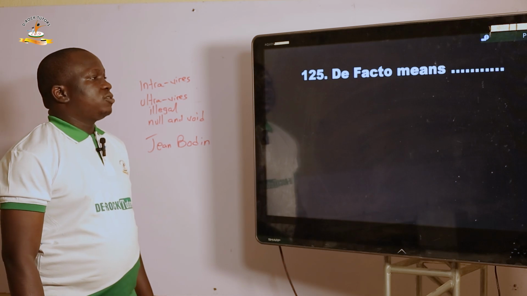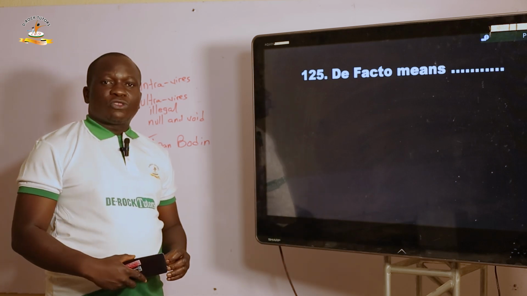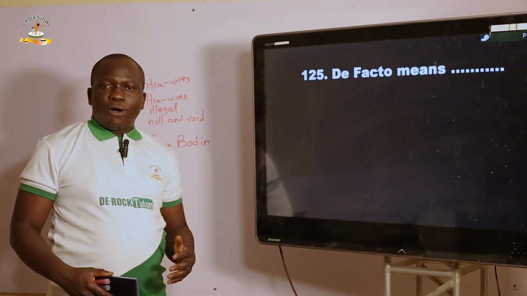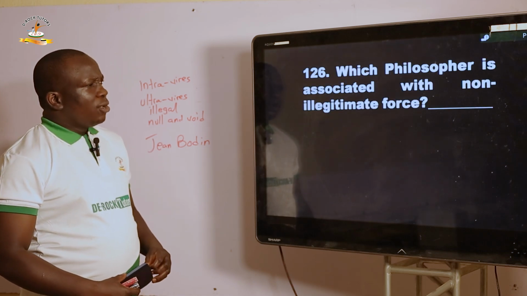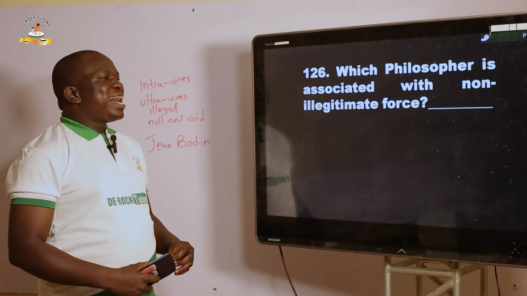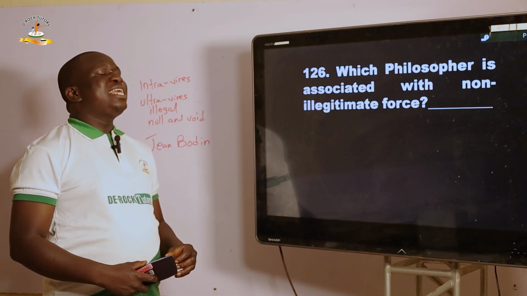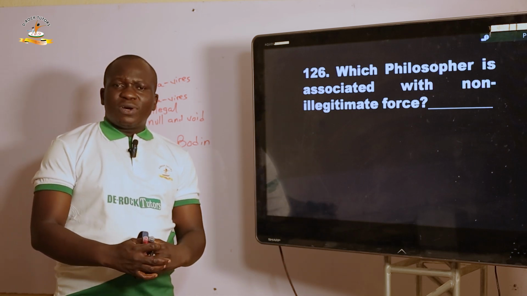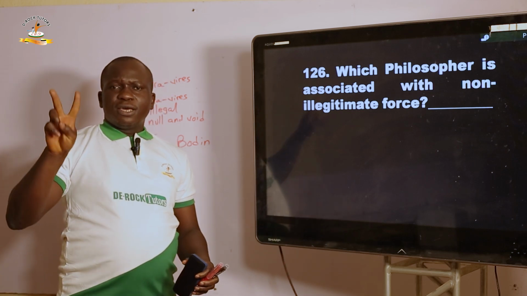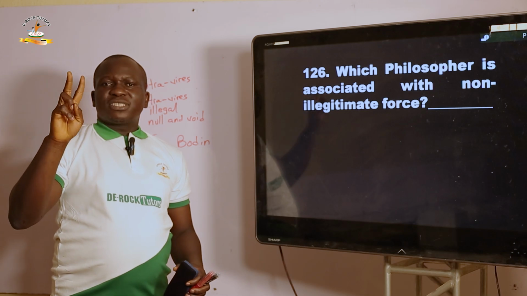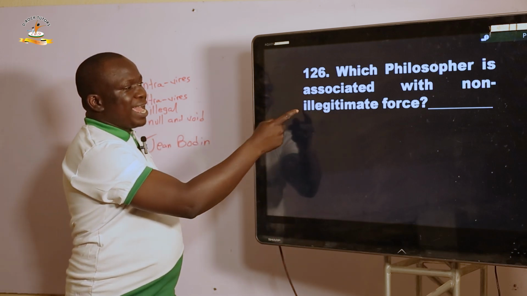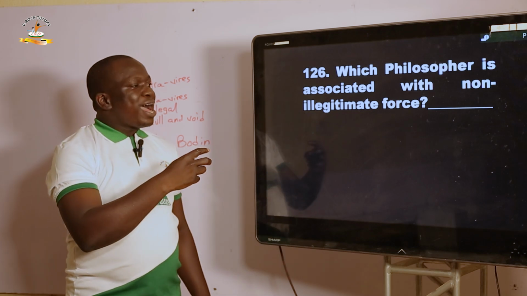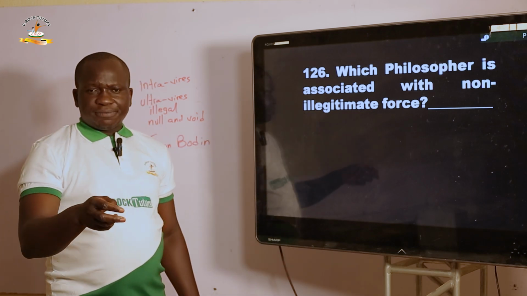Now to the next question. I think I've explained de facto, that it means not according to the law or by force. Now to the next question. Which philosopher is associated with non-illegitimate force? I've told you whenever you see questions like this in government, double negative. Minus times minus will give you what? Positive. So when you remove non and il, you now have legitimate force.